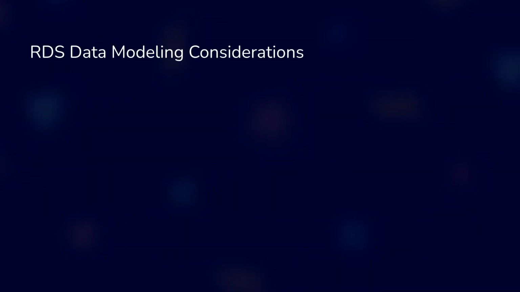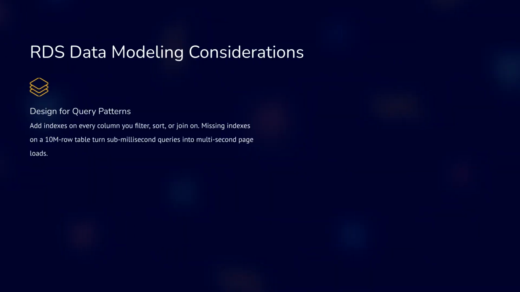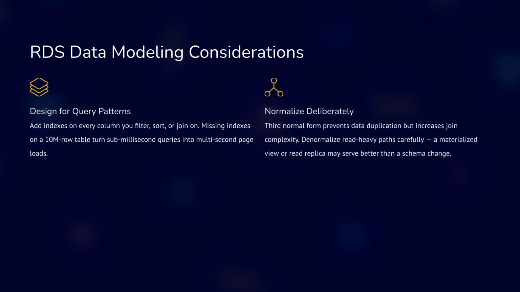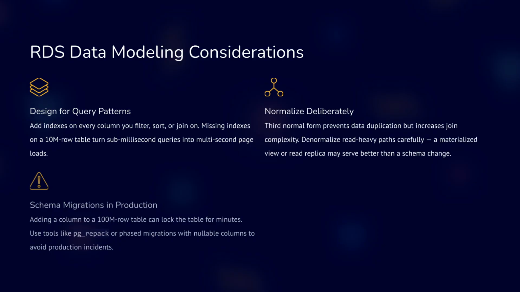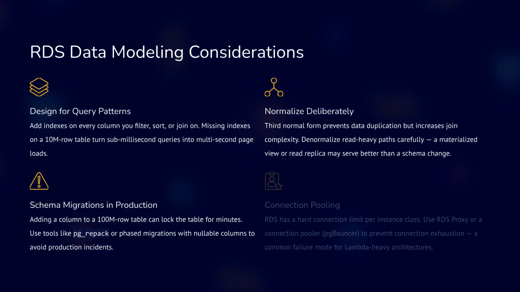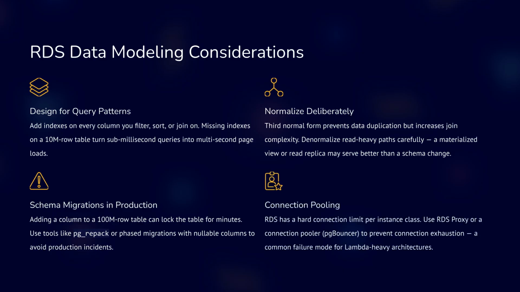RDS data modeling requires several considerations. Design for query patterns by adding indexes. Normalize deliberately, but be mindful of complexity. Manage schema migrations in production carefully, using tools like pg_repack. Finally, use RDS Proxy or connection poolers to prevent connection exhaustion, especially in Lambda-heavy architectures.